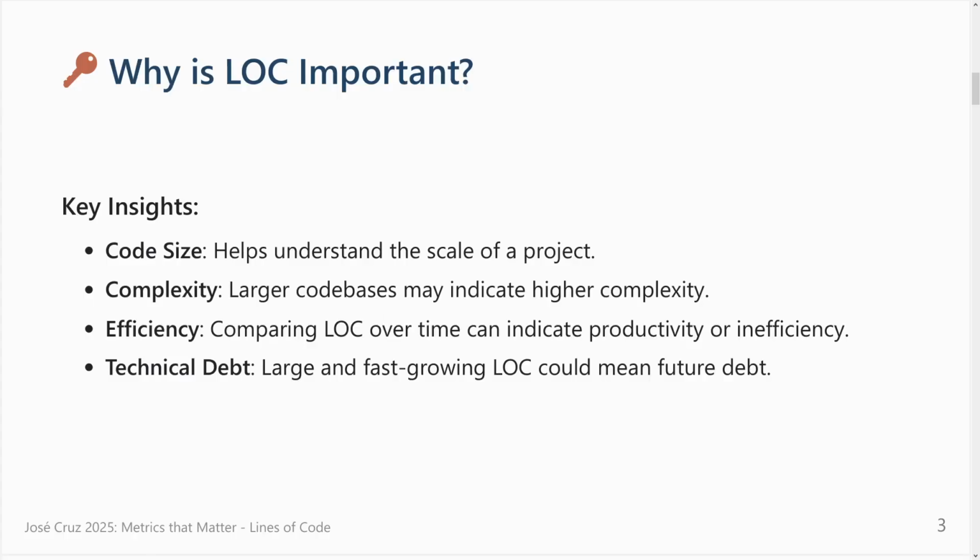And technical debt: a large and fast-growing line count could mean future debt. When you cross it with other metrics, you start to understand, okay, maybe I will have technical debt. Imagine that the number of lines increases, but the number of tests doesn't. Well, you can always say, okay, but we have another metric for that. It's called coverage. Yeah, that's right. But even the coverage is highly related to the number of lines.